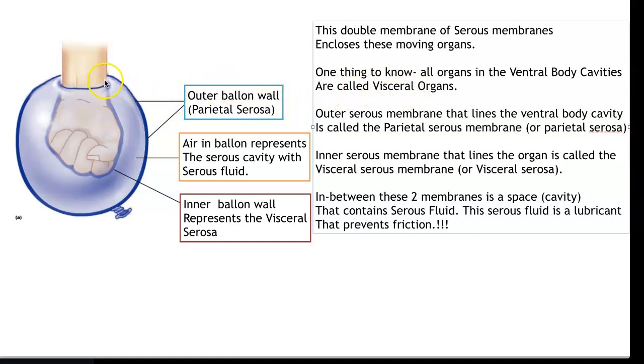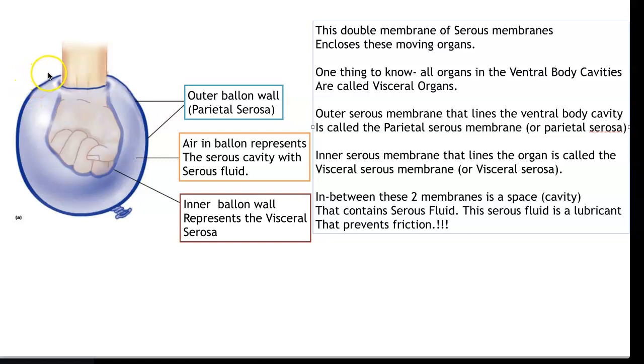So here is our serous membrane, a double membrane. It is surrounding our visceral organ. We are going to call this outer membrane, represented by the outer balloon wall, the parietal serosa. Parietal refers to a wall, a partition. Just think of a partition, a wall. So this is going to be the parietal serosa, the outside.